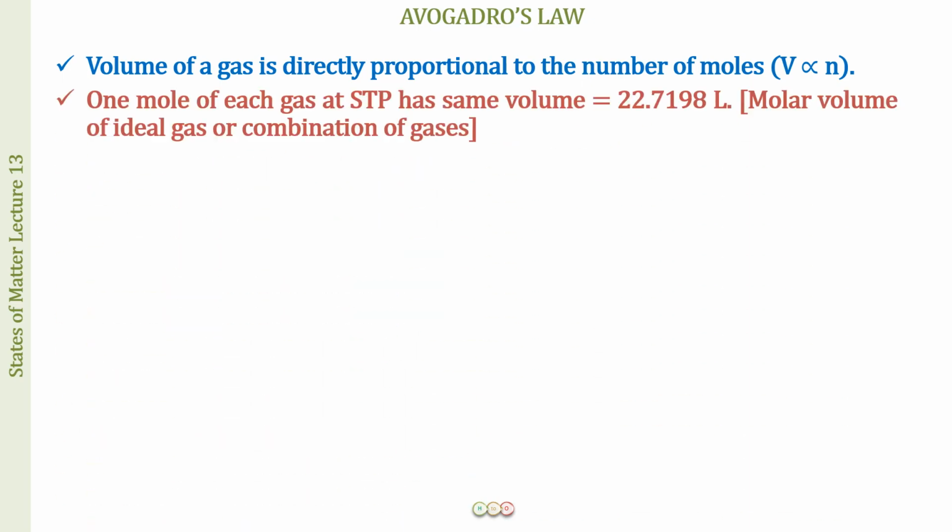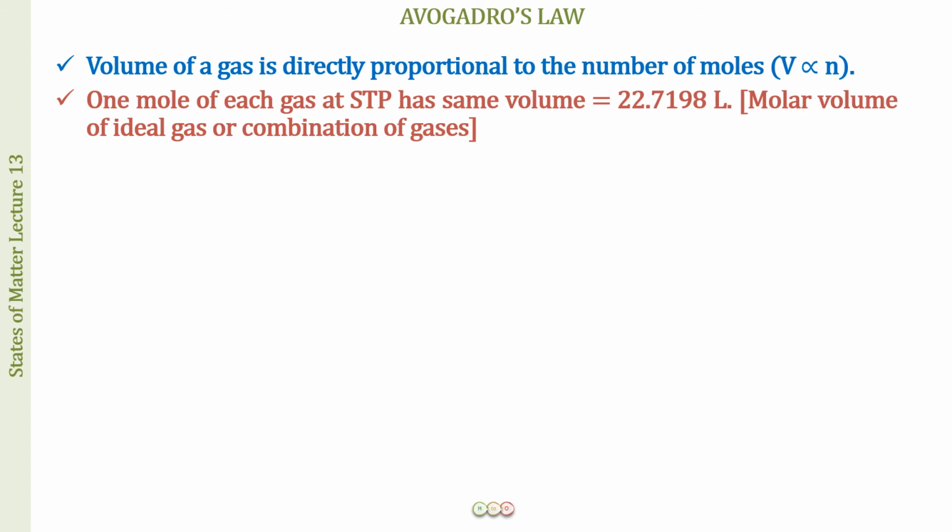So the first thing is that 1 mole of each gas at STP has the same volume, that is, 22.7198 liters, and this is known as the molar volume of an ideal gas or a combination of gases. So whenever we have 1 mole of any gas, or 1 mole of a combination of gases also, at STP, I'm just coming to what this STP is, it is going to have the same volume.